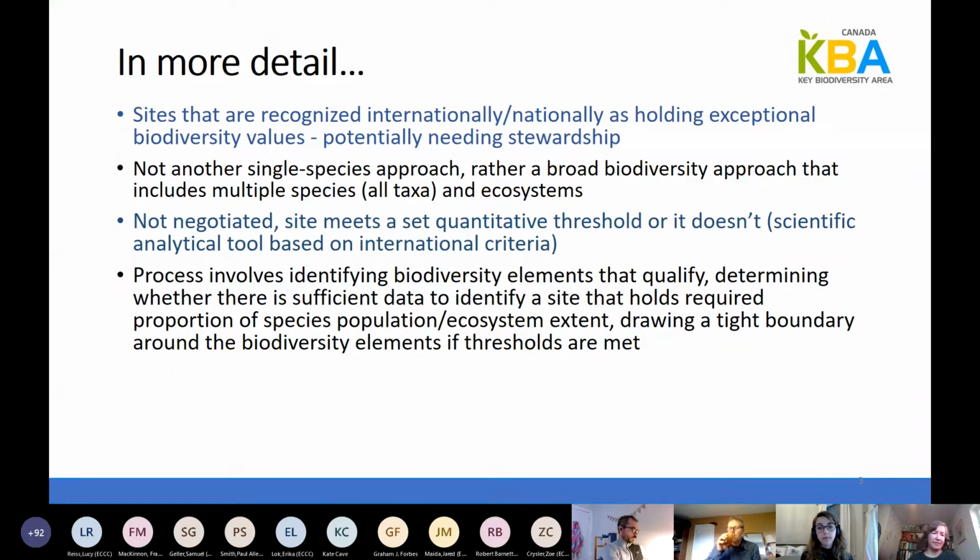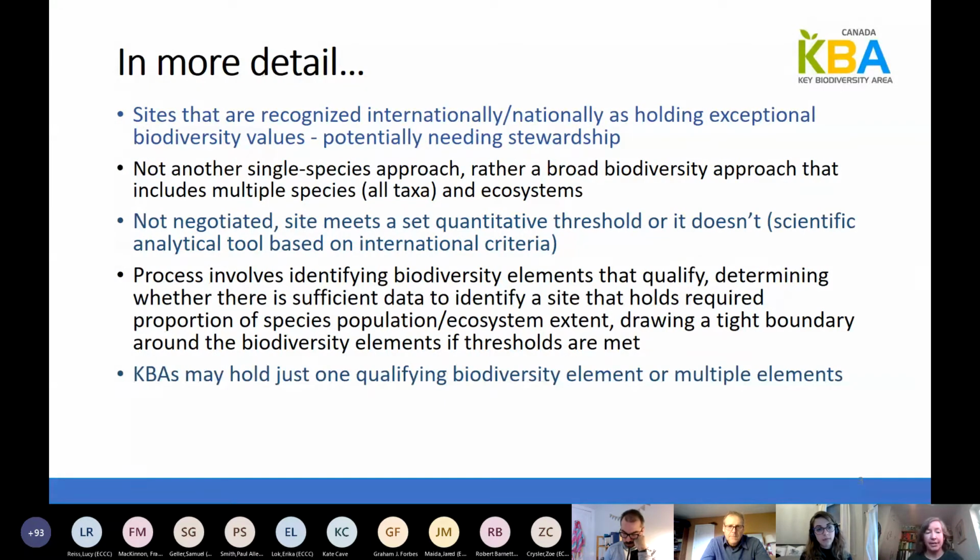And the way we go about identifying KBAs is we first need to identify biodiversity elements that may qualify. So for example, species at risk in a certain category, such as critically endangered, or an ecosystem that is very geographically restricted and only occurs in, for example, northern Saskatchewan. And then we have to determine whether sufficient data exists to identify a site that holds the required proportion of the species population or the ecosystem extent. And then if we do find that that threshold is met, we draw a tight boundary around the biodiversity elements.